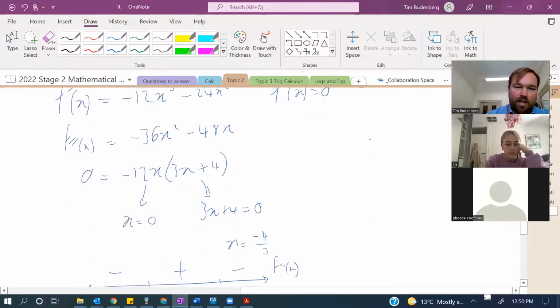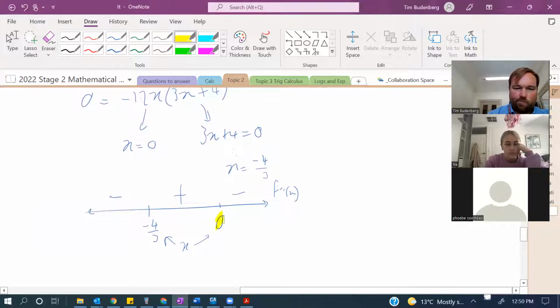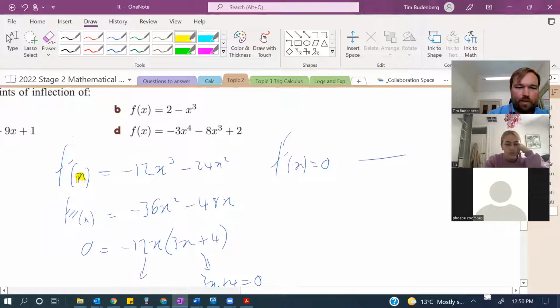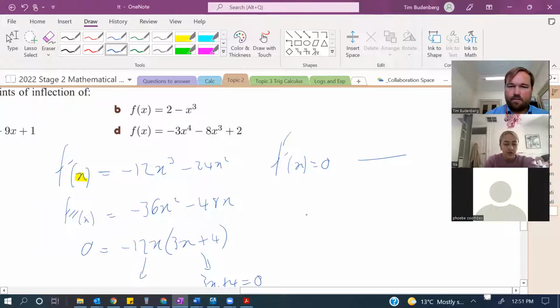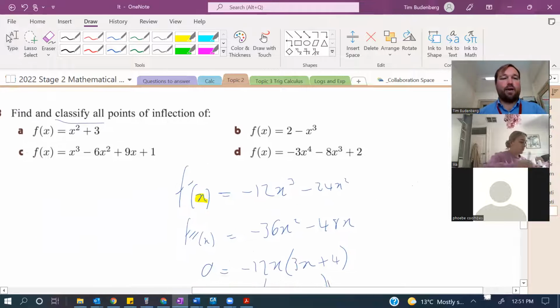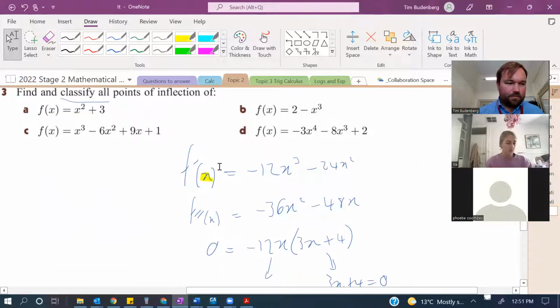So a good thing to do to check is to take these values and put them into the first derivative as well. If you put them into the first derivative, the -4 on 3 will give you a negative number, meaning the slope at -4 on 3 is negative, so it's a non-stationary inflection point. But if you put in 0, it will give you a slope of 0, which tells you it's a stationary inflection point. Right, okay, that makes sense. Cool, that's found and classified, I guess. Okay, that's good. I will hopefully remember that.